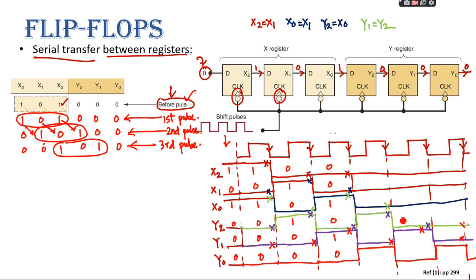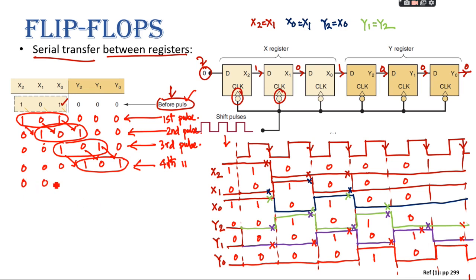So in a similar way, in the next pulse, what is happening here? 0 0 0 1 0 1. So we can write 0 0 0 1 0 1. As you can see, this is shifted once more in the fourth pulse, right? Yes, sir. Then in the next pulse, what is the value? 0 0 0 0 1 0. So 0 0 0 0 1 0.